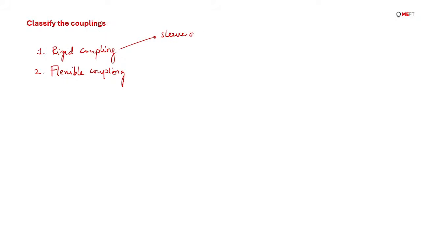Next is, classify the types of coupling. There are two types of coupling. One is rigid coupling and the other one is flexible coupling. Under rigid coupling, we have sleeve or muff coupling.